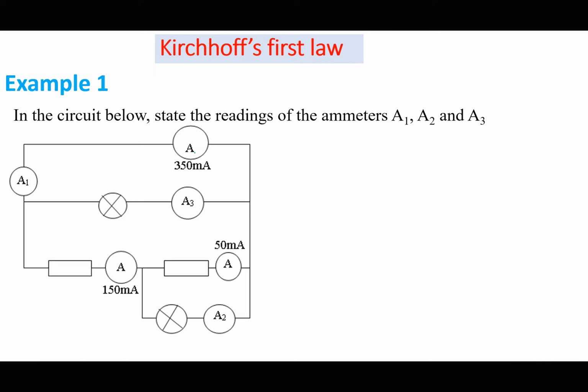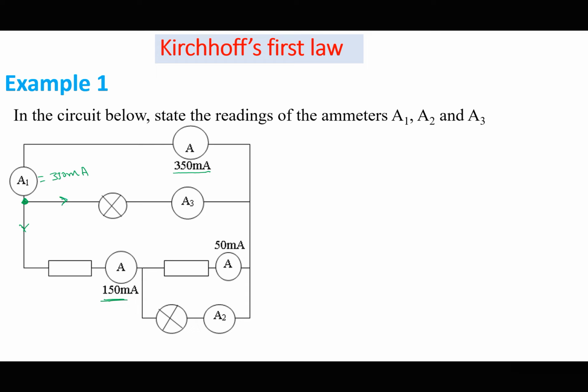So, assuming A is 350 milliamperes, it means A1 is going to be reading 350 milliamperes, because these two ammeters are just linked to each other. Of course, we expect that when current reaches here, it will divide. Some of it should take this path and some of it should take this path. But the current taking this path is given as 150 milliamperes.